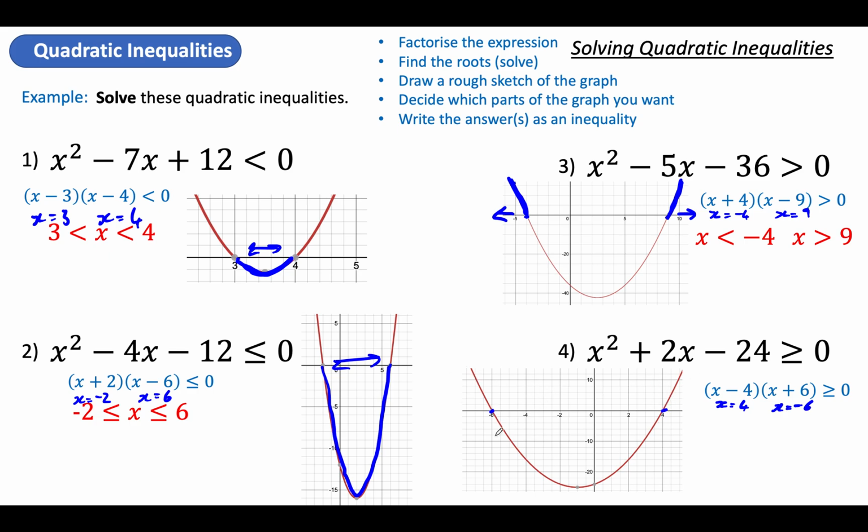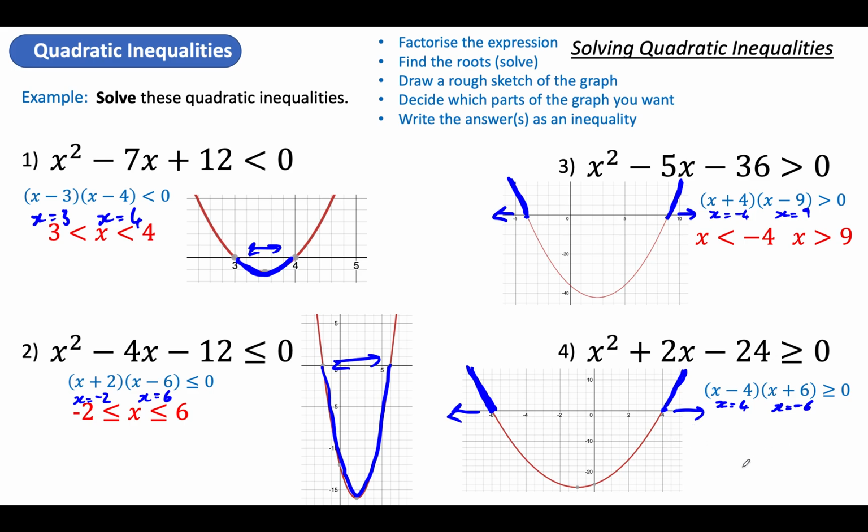We've got a smiley face graph going through it. Decide which bit you want. Well, it's bigger than or equal to 0. So if it's bigger than 0, it's this leg that's above ground level over here, above the x-axis. And this one that's above ground level, the x-axis over here. So decide which bit my inequality is going to do. Well, obviously it's that side of negative 6 and it's that side of positive 4.